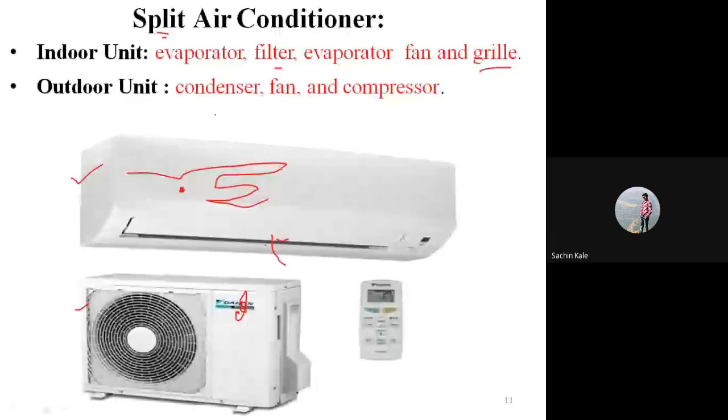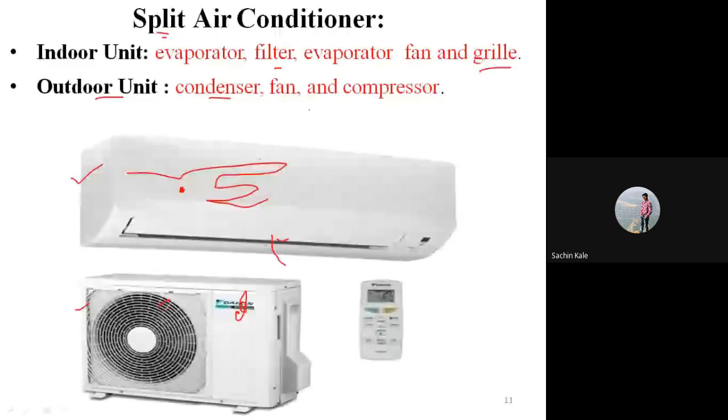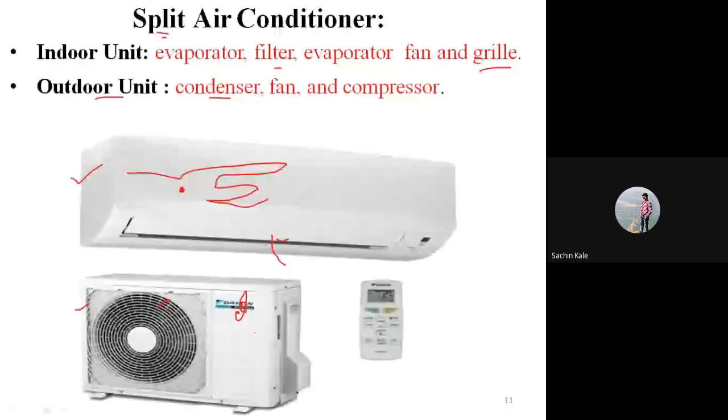Whereas whatever outdoor unit is there, that outdoor unit will consist of the condenser. Then the fan will be available in that outdoor unit, as well as the compressor will be present in that outdoor unit. This entire system is operated by a remote. So this entire system will be called a split air conditioning system. There are some advantages of using the split AC over the window AC. That means whatever limitations of window AC were there, those limitations will become advantages in case of split AC.